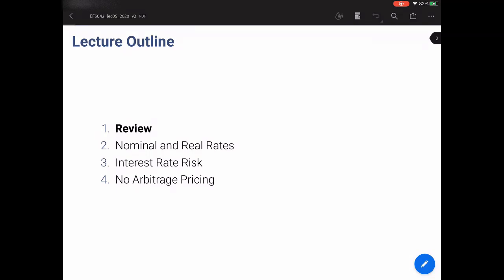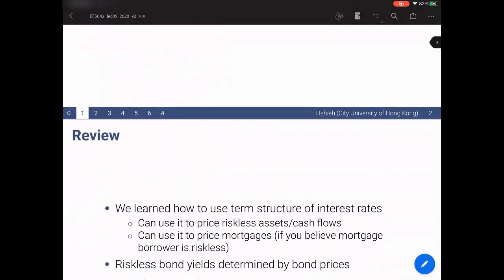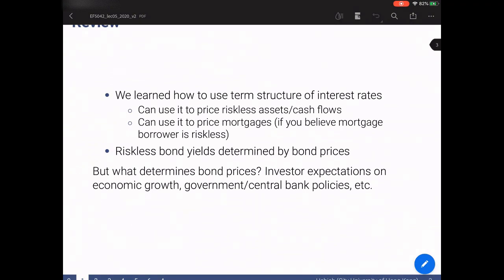All right, so first things first, let's review a bit of what we learned last week. Last week we learned how to use the term structure of interest rates to basically match maturity with specific cash flows and discount those cash flows back to time zero in order to derive a price or present value. So long as the cash flow is risk-free or riskless, we can use the term structure of interest rates to discount those cash flows back to time zero.